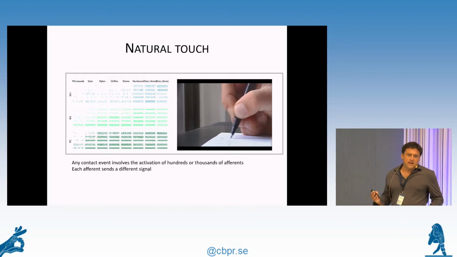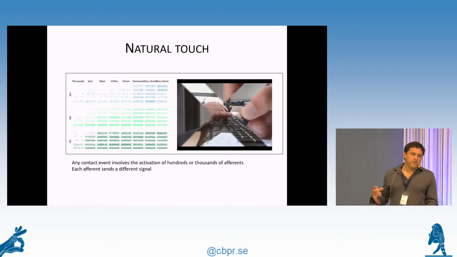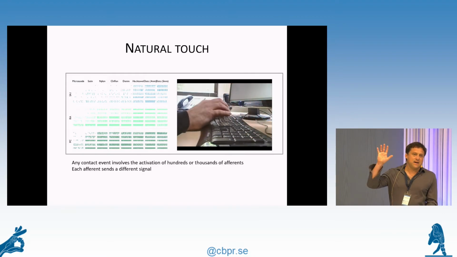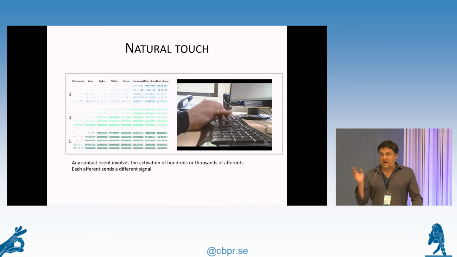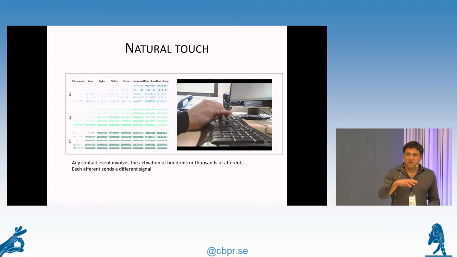So in natural touch, when you're interacting with an object, something like 17,000 nerve fibers innervate the palmar surface of the hand, including the digits. And a large number of them, thousands of them, are active at any given time during a natural interaction with an object, right? So you have this barrage of thousands of signals that are coming at you all the time. And each of these signals is different from all the other ones.